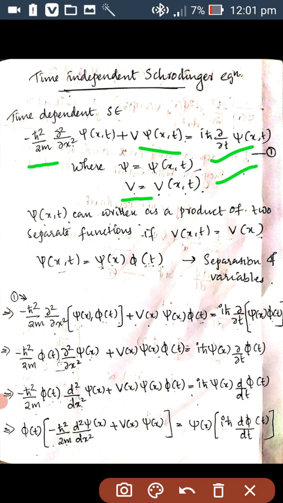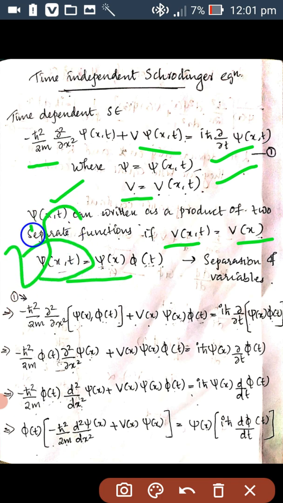And we are considering a situation where the potential depends only on the position, that is V(x,t) is equal to V(x), and it does not depend on time, like a gravitational field a particle is experiencing. Then the wave function ψ(x,t) can be written as a product of two separate functions, that is ψ(x,t) is equal to ψ(x) φ(t), where ψ(x,t) is the actual wave function, and it can be written as the product of two separate functions: ψ depends only on the position x, and φ is the function which depends only on the variable time. This method is known as the separation of variables.